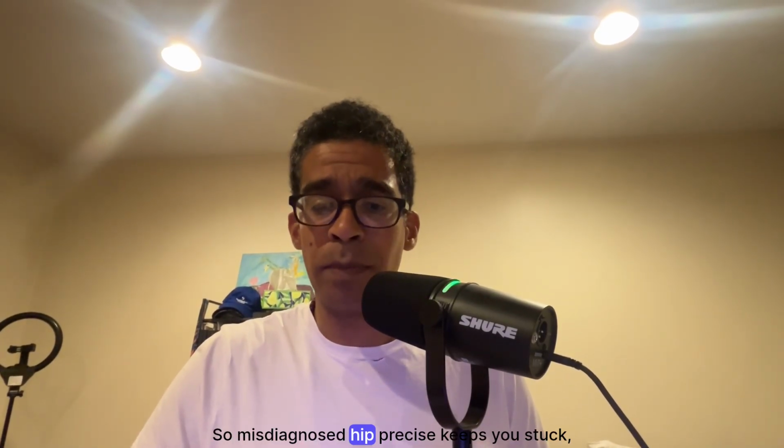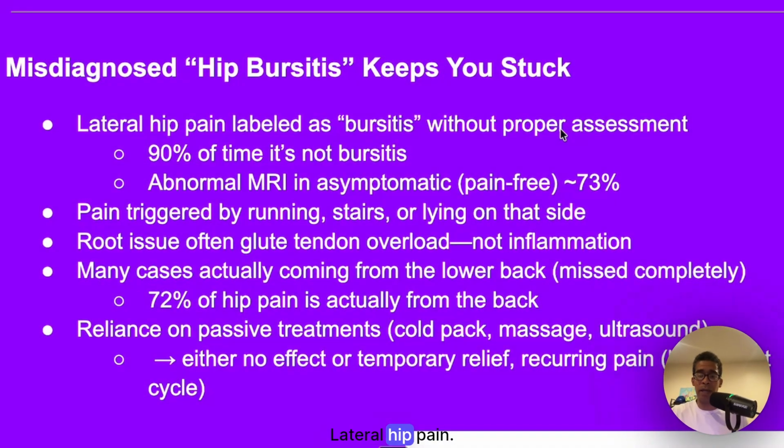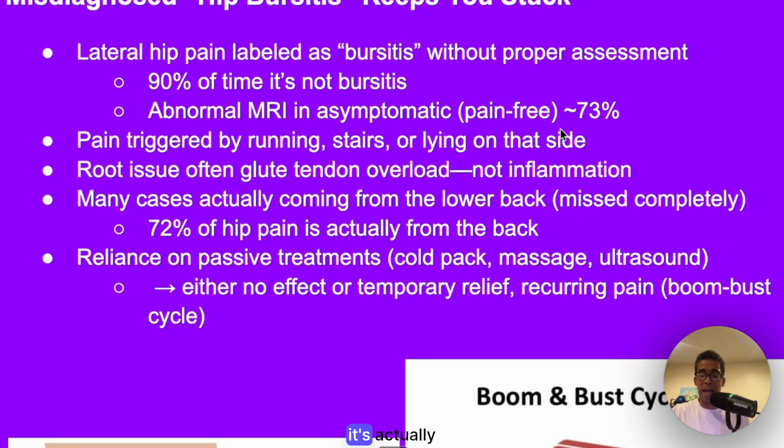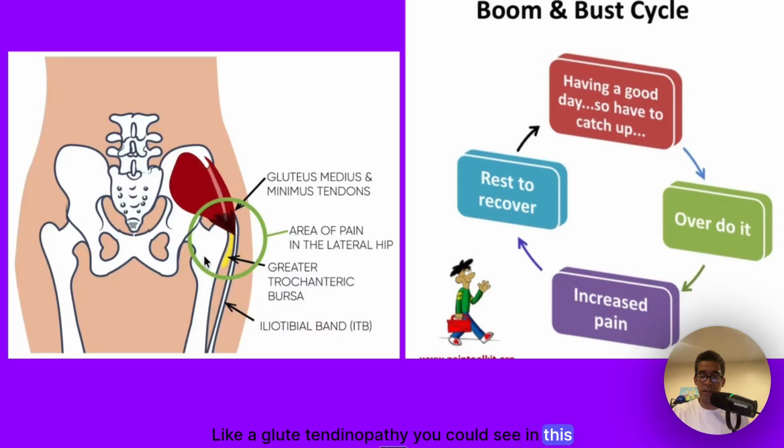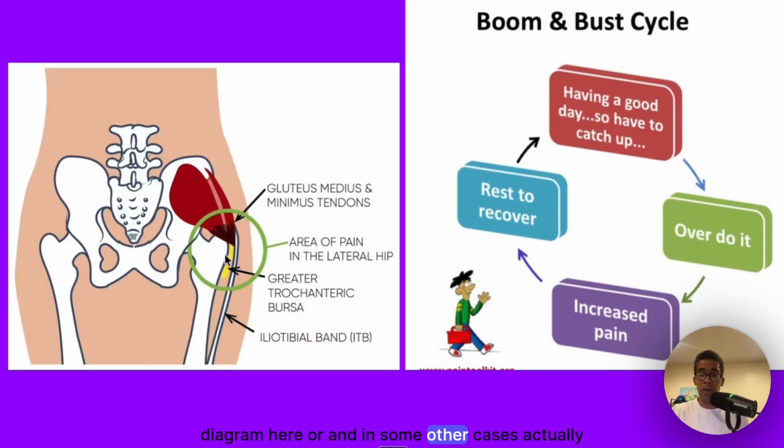So misdiagnosed hip bursitis keeps you stuck, right? Lateral hip pain, because if it's just bursitis, you're like, oh, I'm just going to rest, right? It's inflammation. I'm just going to rest for a few weeks, and then the pain's going to go away, right? Wrong. See, 90% of the time, it's not actually hip bursitis. It's usually their glute tendon, like a glute tendinopathy. You can see in this diagram here, and in some other cases, it could actually be coming from the back. Again, 90% of the time, hip bursitis is misdiagnosed.